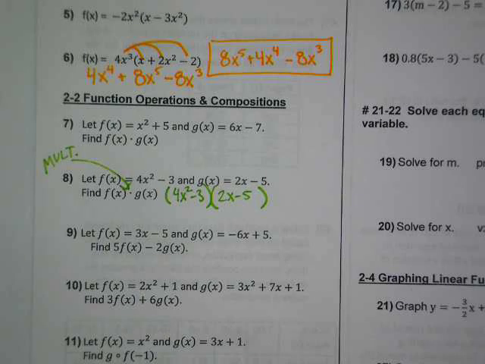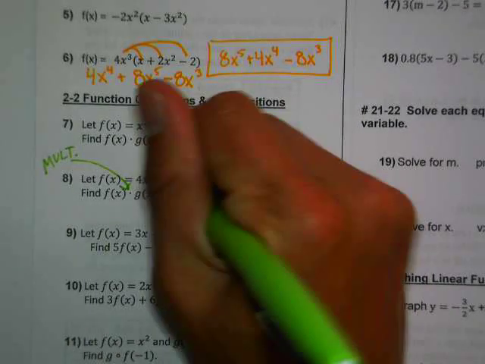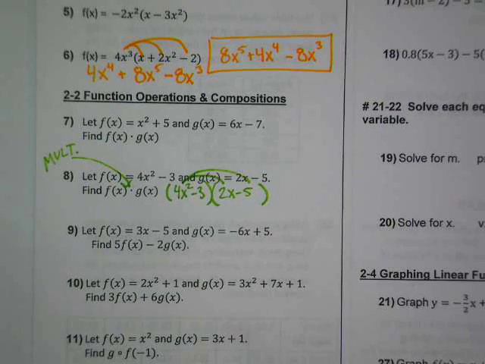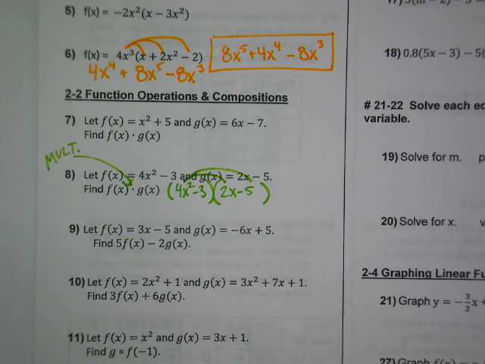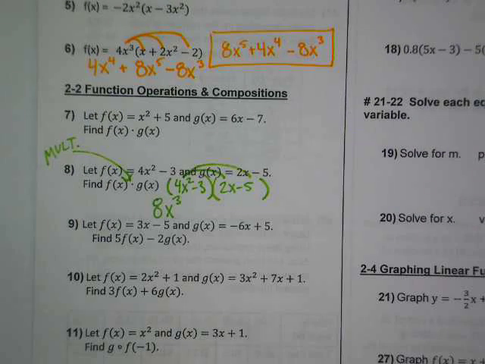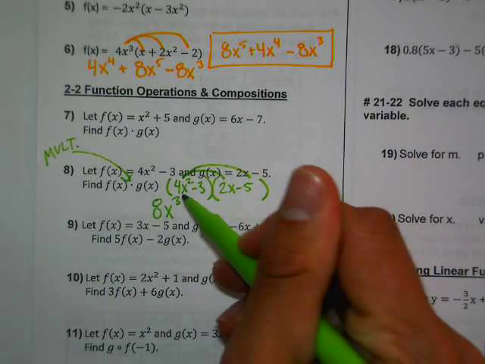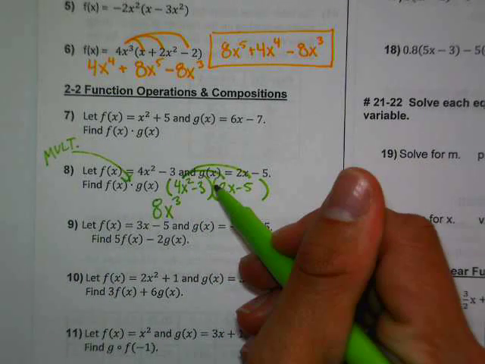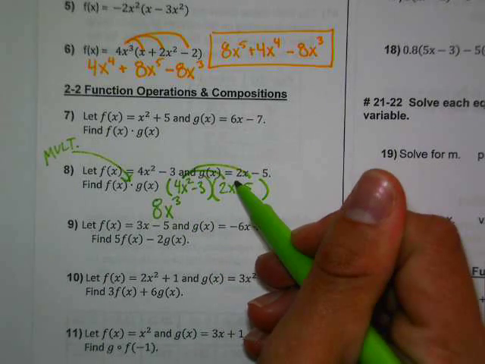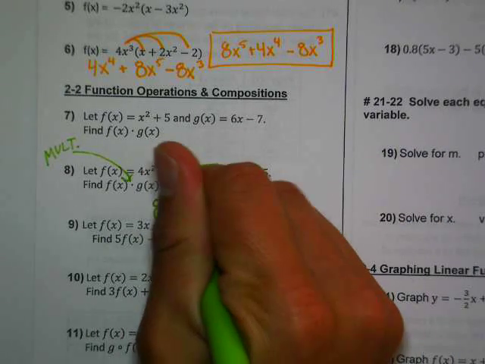All right, so you put your f in, you put your g in. We're multiplying them. And because you're multiplying, you have to distribute. So you're going to take the first term and distribute it to both of those. So 4x squared times 2x is 8x cubed. 4 times 2 is 8. And then 4x squared times negative 5 is negative 20x squared.